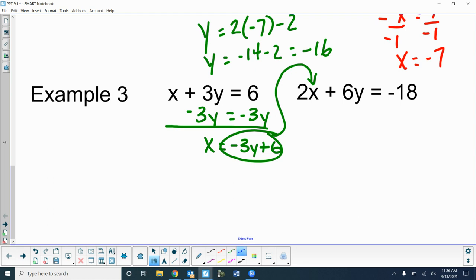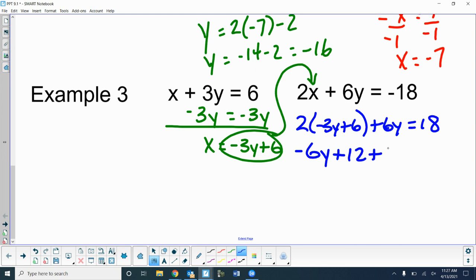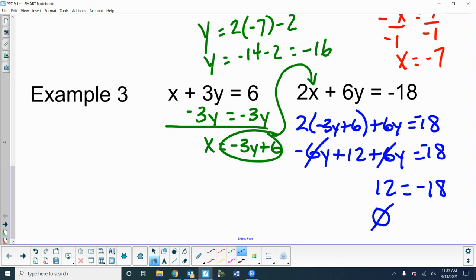So we've got 2 times negative 3y plus 6 plus 6y. Then we get negative 6y plus 12 plus 6y. And then these cancel, so we get 12 equals negative 18. And we get a false statement, all right? That's not true. So we're going to say there's no solution. That's going to happen once in a while.